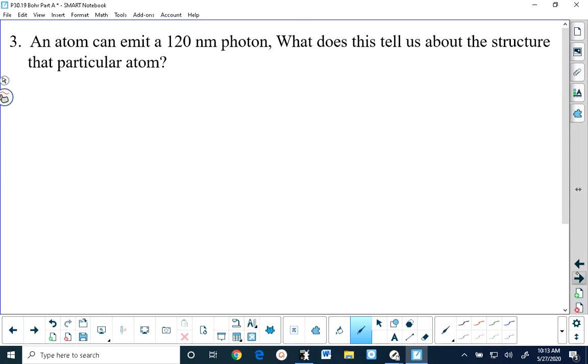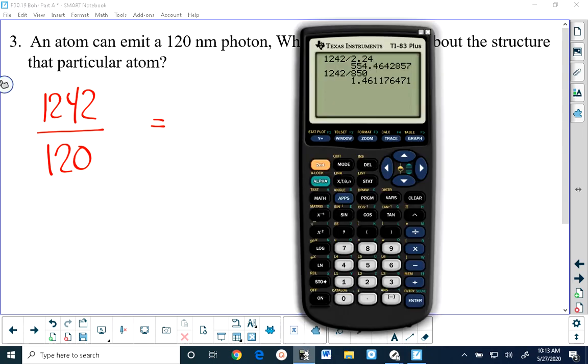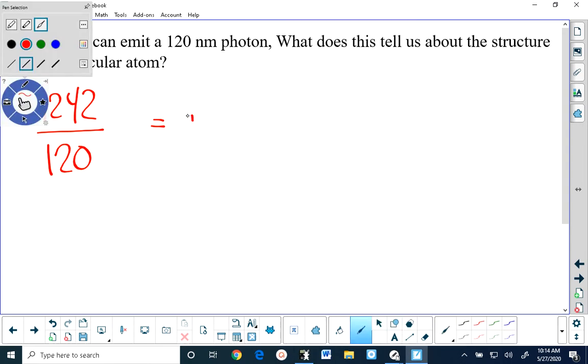Number 3, an atom can emit a 120 nanometer photon. What does this tell you about the structure of a particular atom? Well, if we take 1242 divided by 120, we get the photon energy in electron volts. In case you haven't picked up on this, we're always focusing on energy here. 1242 divided by 120, and by the way, I hope you can see why that 1242 is a very important tool. 10.35 eV is what you get.